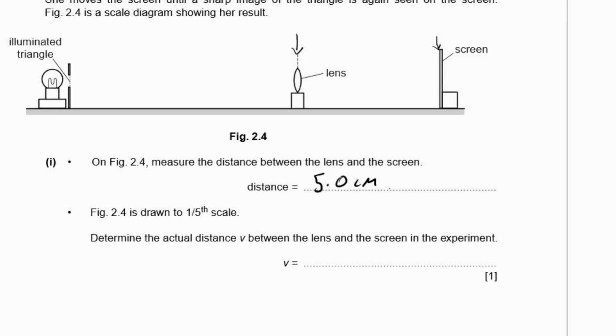Okay. Now figure 2.4 is drawn to 1/5 scale. Determine the actual distance v between the lens and the screen in the experiment. Well, they'll be 5 times bigger. So 5.0 centimeters times 5 will give me 25 centimeters. And remember, the units are very important. Make sure you're writing them down.